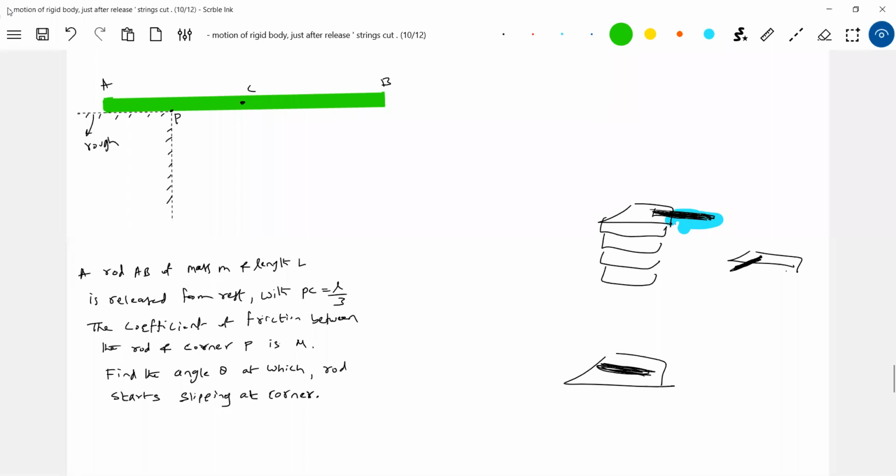Now, why will it swing? Talk about point P. The weight of the rod will act through point C, no? So mg into the distance PC gives a clockwise torque, so it will swing here. So first, what will happen? Will it slip, then swing, or swing, then slip? Physics formulas will not help you here. You must have a general idea.